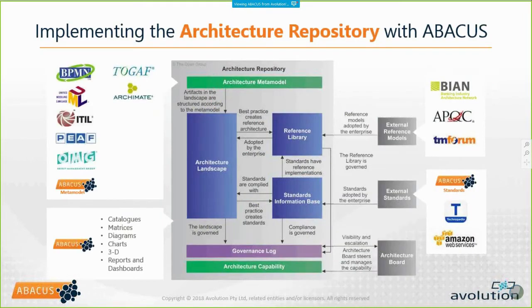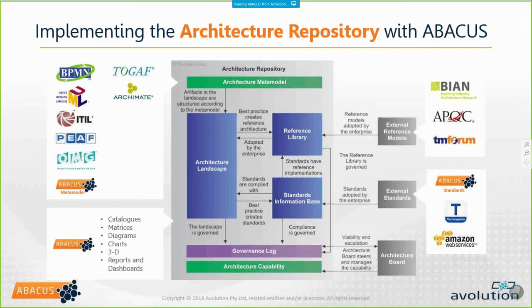Now, if you've dived into TOGAF, you'll know that TOGAF has a concept of an architecture repository. The summary of what the architecture repository is, particularly if one of the reasons you're listening to this webinar is because you're in the market for an EA tool, is that it says what the key characteristics of your EA repository should be. And this, for example, is how we at Avolution with ABACUS support the TOGAF architecture repository specifications.